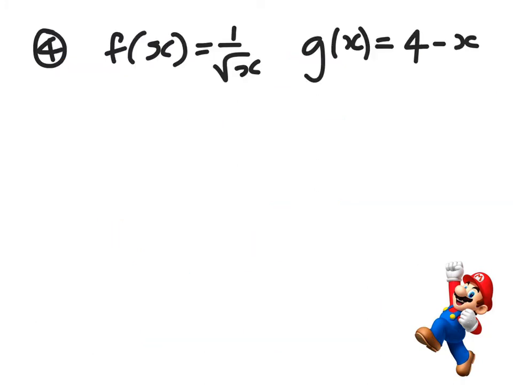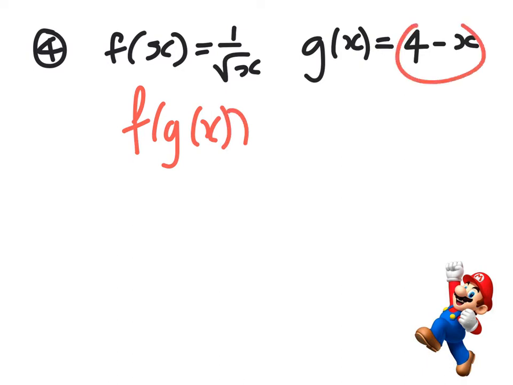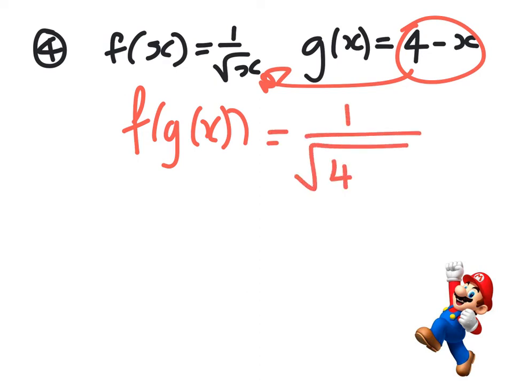Question 4, 2 functions. We've got to work out what f of g of x is. So that means we need to put the g formula in here. Well, that's not particularly difficult, we just get 1 over the square root of 4 minus x. Okay, that's the easy part.